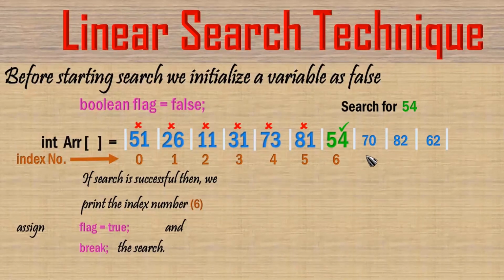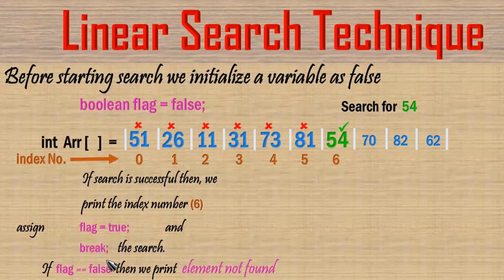If no elements match the given value, the value of the flag will be false. It never gets changed into true. So if it is false, then we print element not found. This is how the linear search technique works.